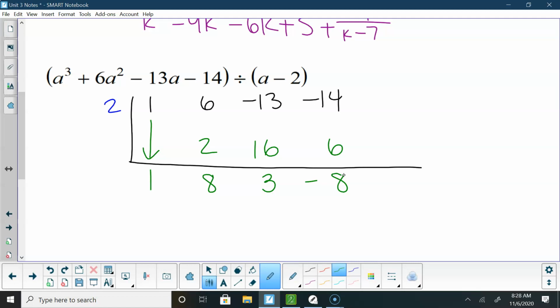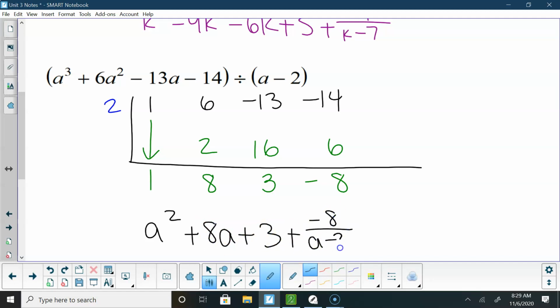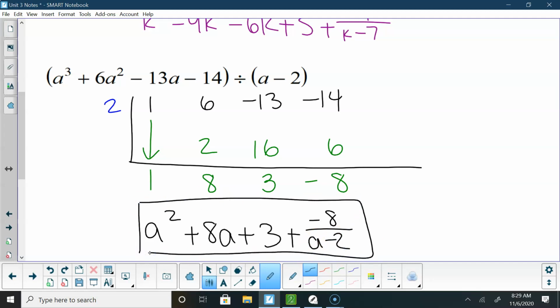Yeah. Final answer. Well, it's not x, it's a. A squared plus 8a plus 3 plus negative 8 over a minus 2. Woot. Woot.